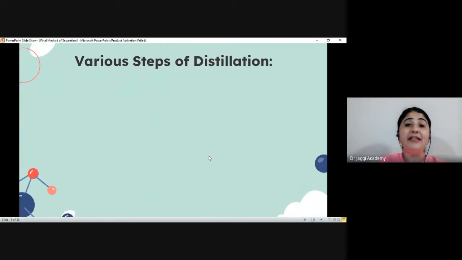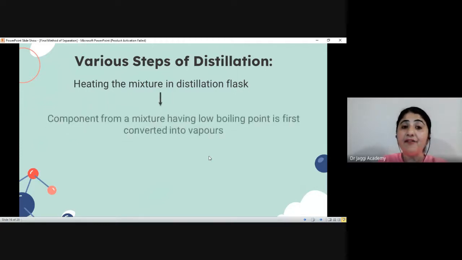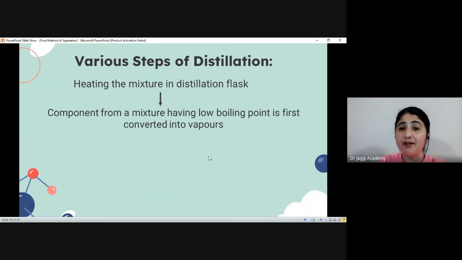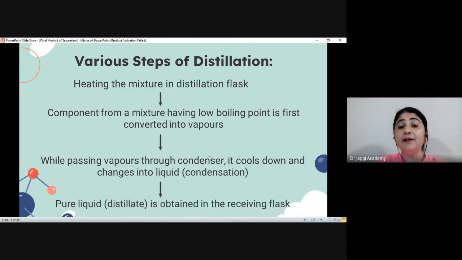Next, the various steps of distillation. First, heating the mixture in the distillation flask. After heating, the component of the mixture which has a low boiling point is first converted into vapor. Then, while passing the vapor through the condenser, it cools down and changes into a liquid, which is known as condensation. And lastly, after condensing, the pure liquid, which is known as the distillate, is obtained in a receiving flask.